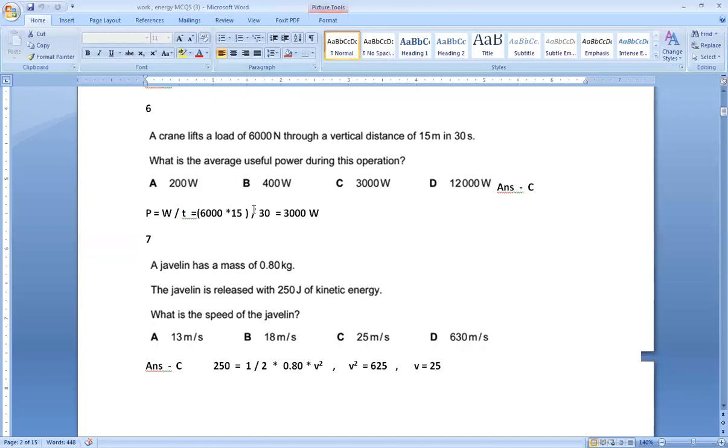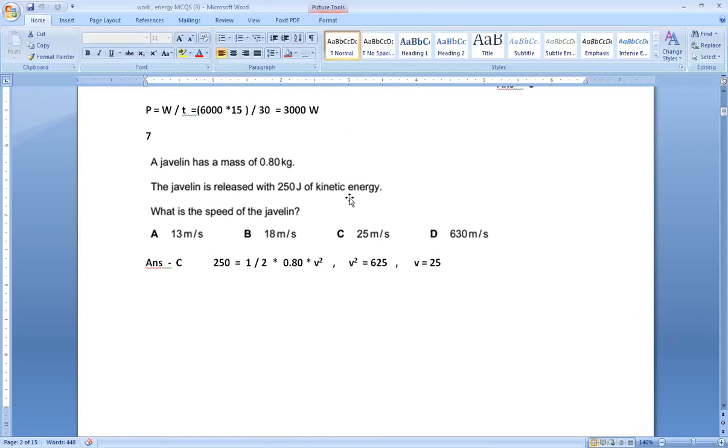And when we are lifting something vertically upward, work done will be equal to mgh. So mg is equal to weight, that is 6,000, and height is 15. So work done is 6,000 into 15 and divided by time. Our time should be in seconds, 30. So answer is 3,000 watt, option C.